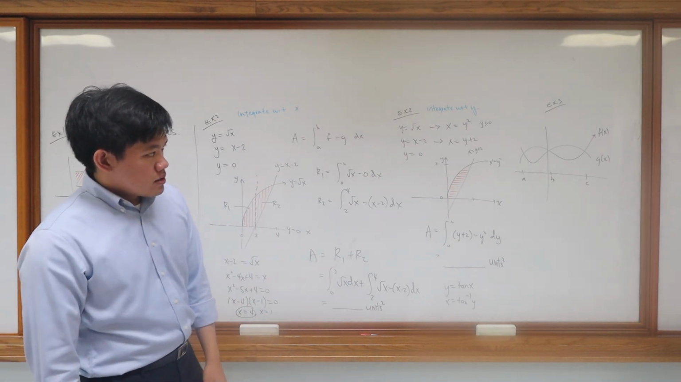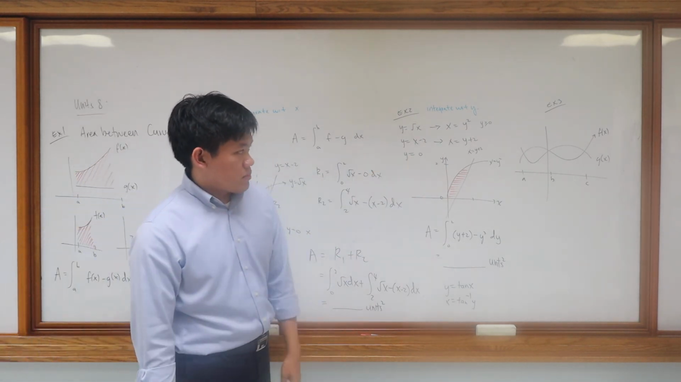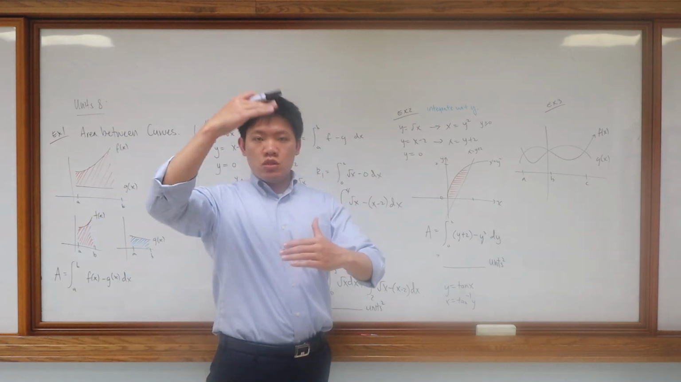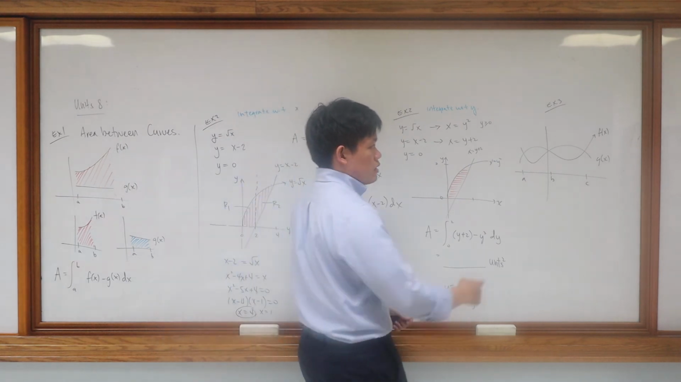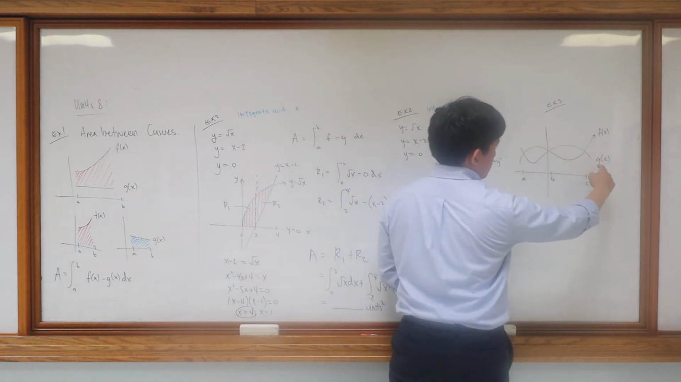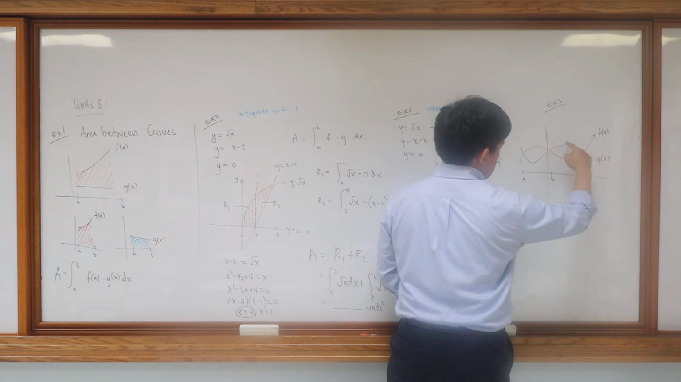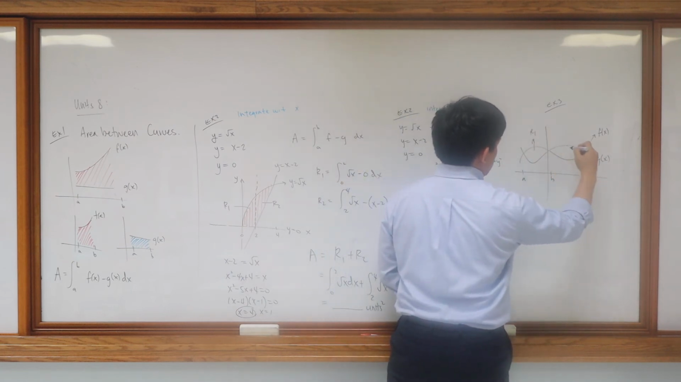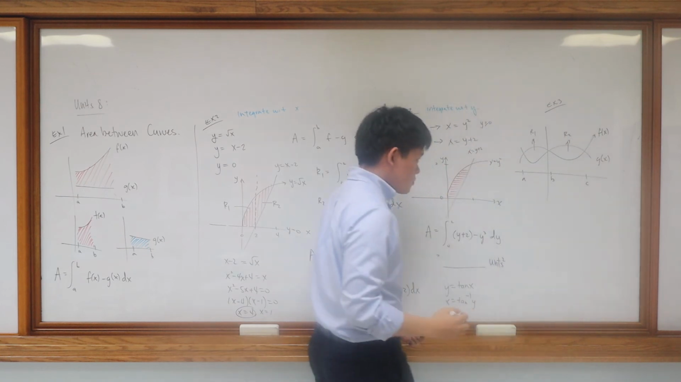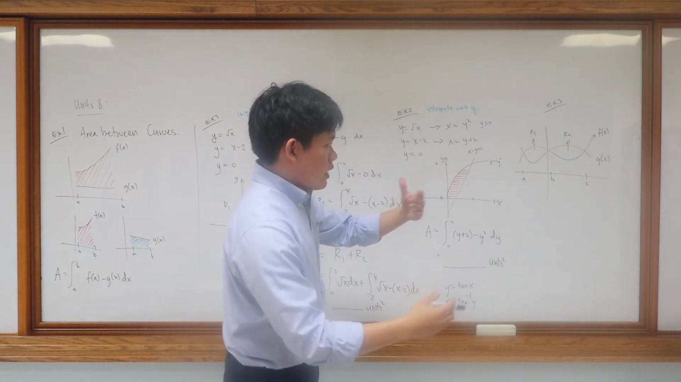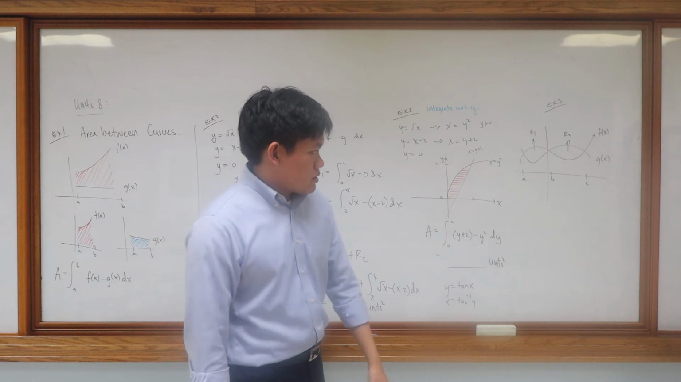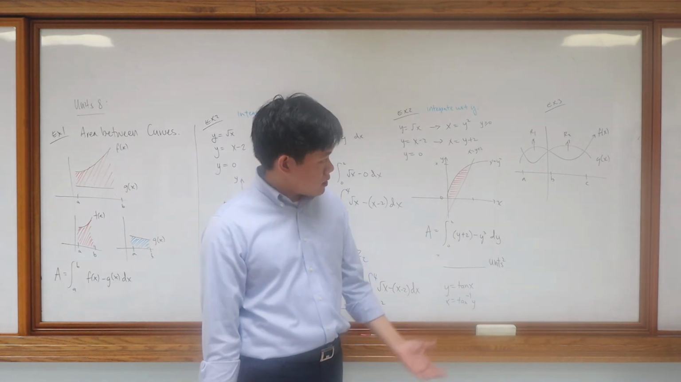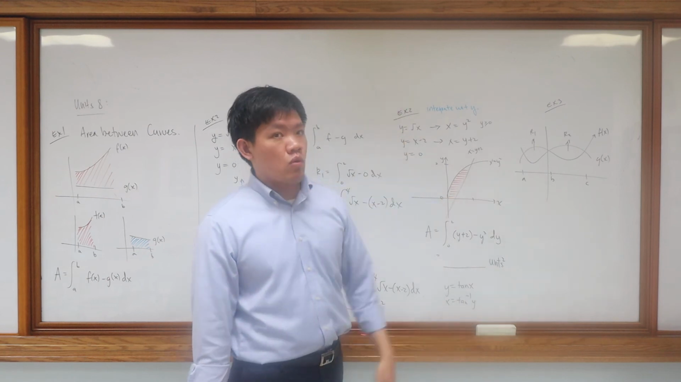Now, last example, example number 3. This one is where the function on top and the function on the bottom change. This is f and this is y. Let's call this region 1, R1, and this is R2. Let's go ahead and set this up. Now you might be wondering which one do I pick, x or y?